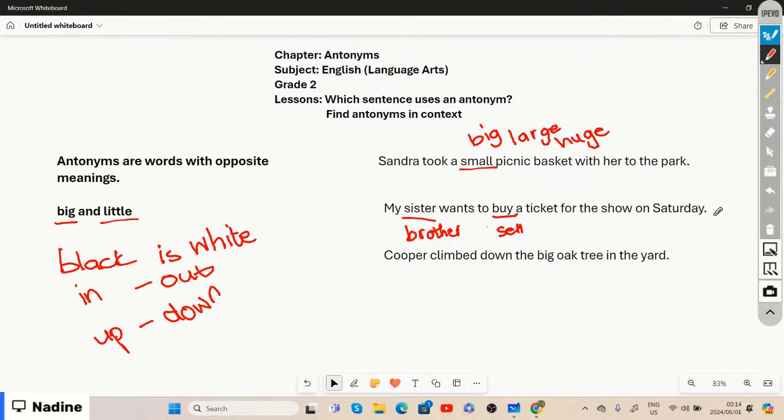Then we have, Cooper climbed down the big oak tree in the yard. We need to look at these two words, down and big.